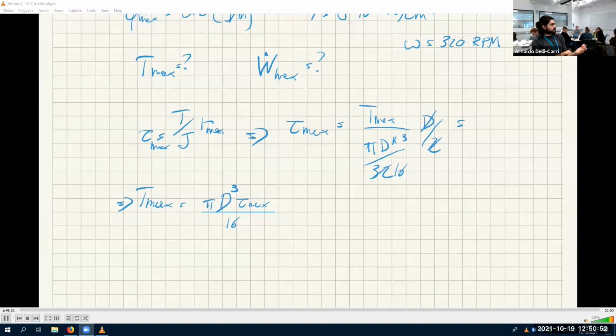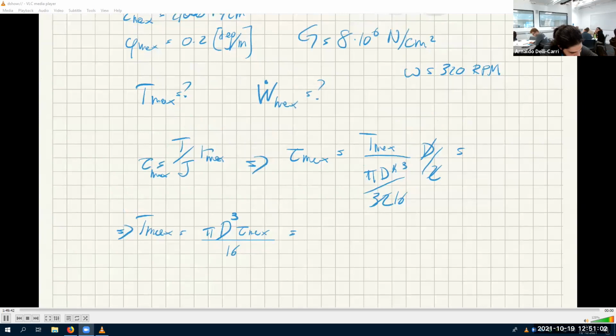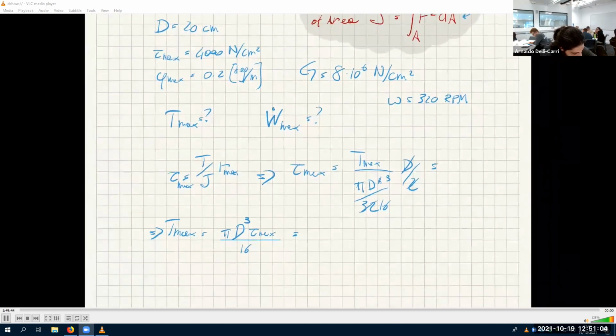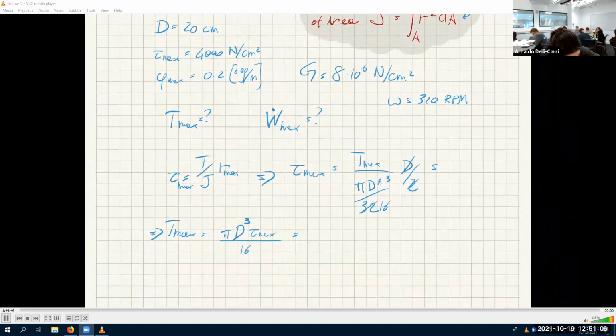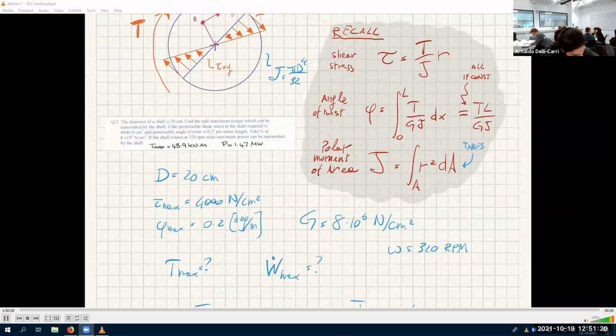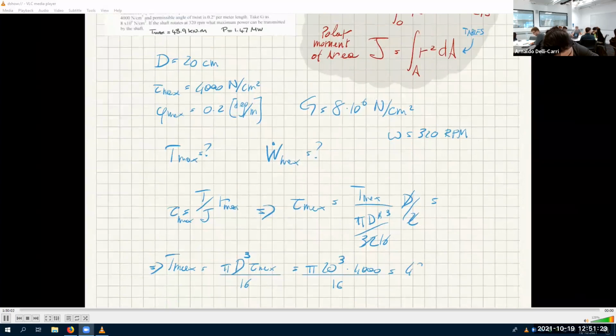So pi is a number, the diameter is a number, tau max is a number, 16 is just 16. So we do this. This should be equal to pi times 20 to the power of 3 times 4,000. These are all centimeters, see? Divided by 16. This gives me 43.9 kilonewton meters. Do you agree?